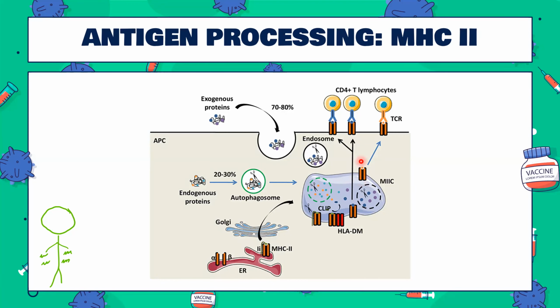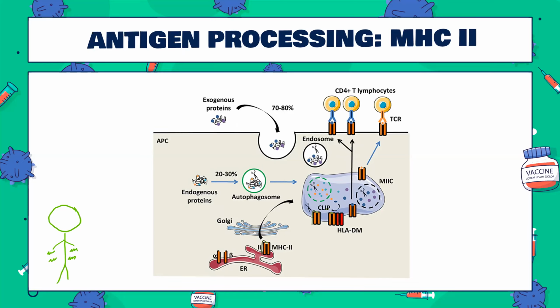This MHC class 2 is going to go to the cell membrane and be presented, where a naive CD4 T helper cell will find it, recognize it, mature, and be able to carry on with its function. Is that clear for everyone? All right, all clear, perfect.